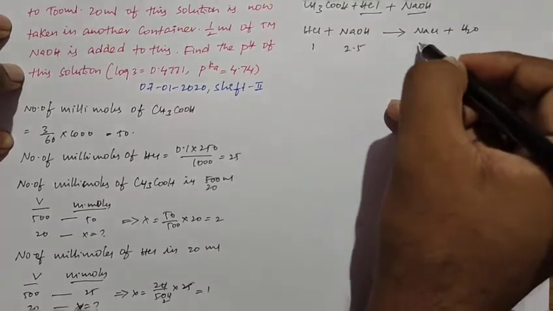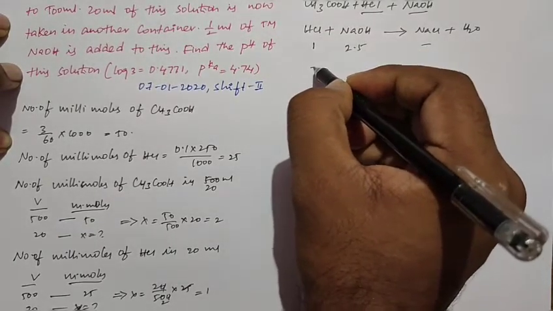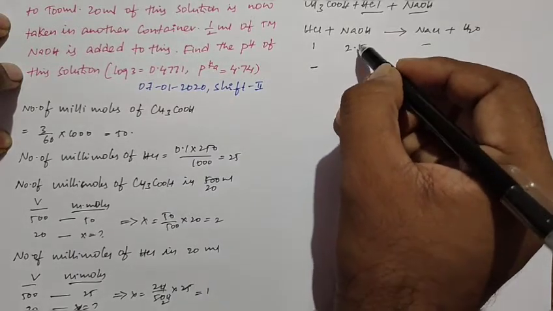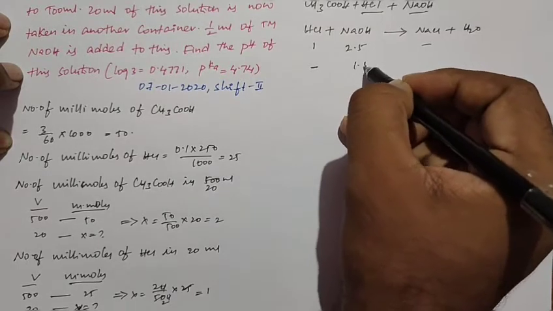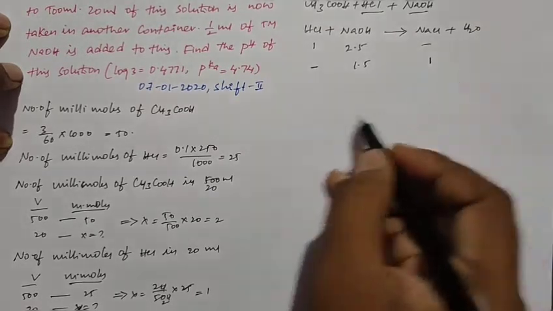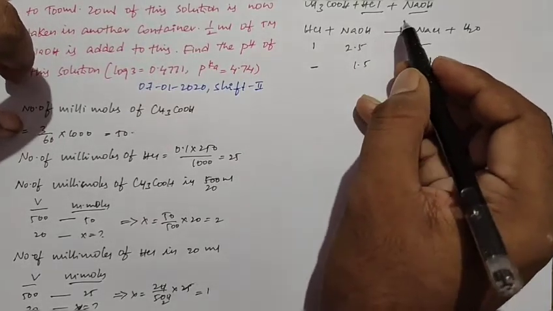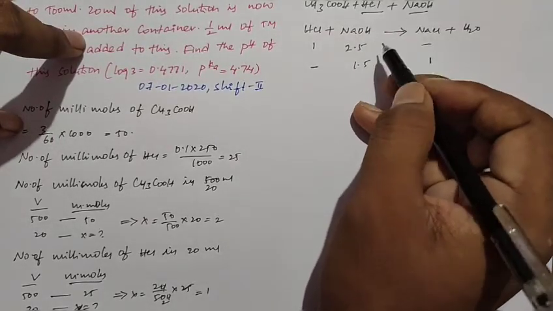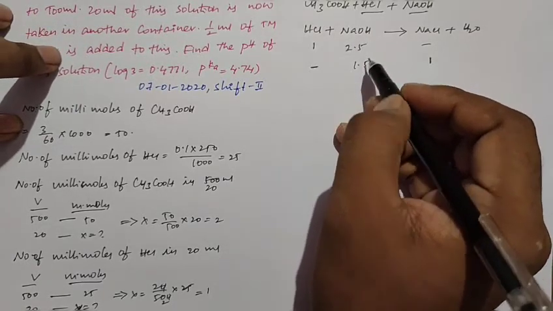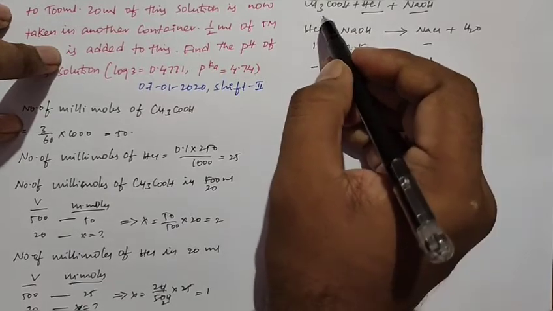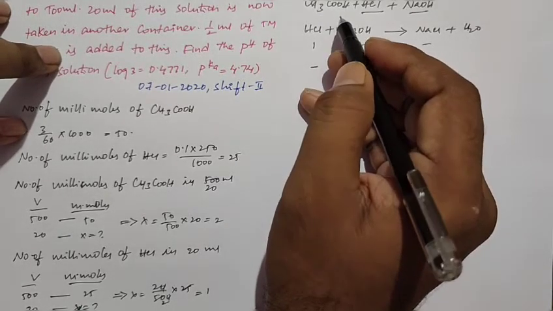Here HCl is the limiting reagent. So 1 millimole of HCl is completely consumed by NaOH. Of the 2.5 millimoles, 1 millimole is consumed, remaining is 1.5. So 1 millimole of HCl is neutralized by 1 millimole of NaOH, and what remains is 1.5 millimoles of NaOH. This 1.5 millimoles of NaOH reacts with acetic acid and forms the buffer.